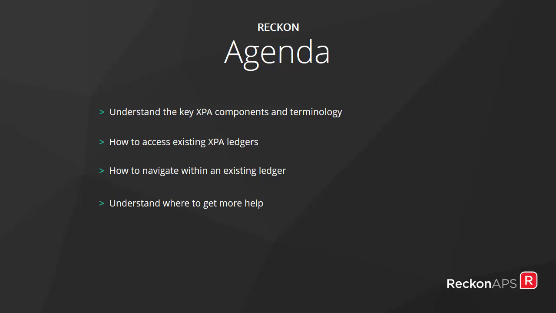Today we'll look at the agenda. We'll understand the key XPA components and terminology, with XPA being short for Exceed Professional Accounting. And this is the general ledger and asset ledger for the Reckon APS module of software. We'll look at how to access existing XPA ledgers and how to navigate within the existing ledger and briefly look at the main components. Finally, we'll make sure you understand where to get more help on more detail around the components and more in XPA.